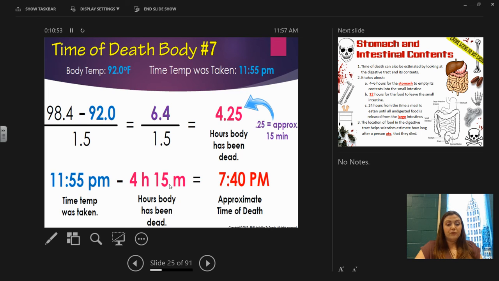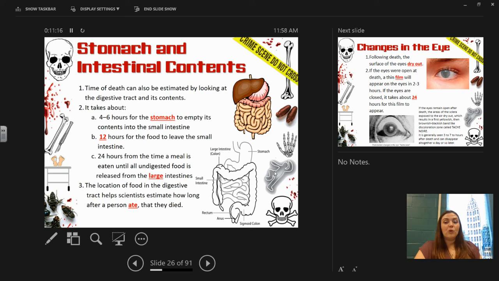Go back 4 hours and 15 minutes, and it's 7:40 p.m. Little hint, especially as the hours get higher and higher, like if you get 9 hours, that's kind of hard to think in your head and count on your fingers. So what I do when I'm doing these is I draw a clock on my paper, and it makes it way easier to count back. If you just draw a little clock, it makes it way easier than trying to think about it in your head.